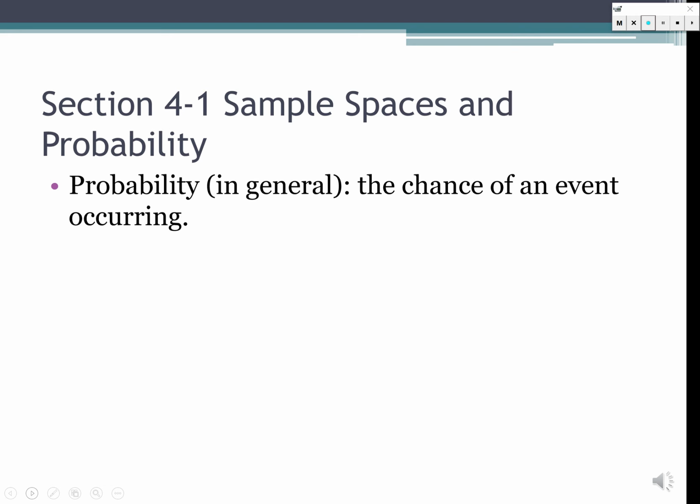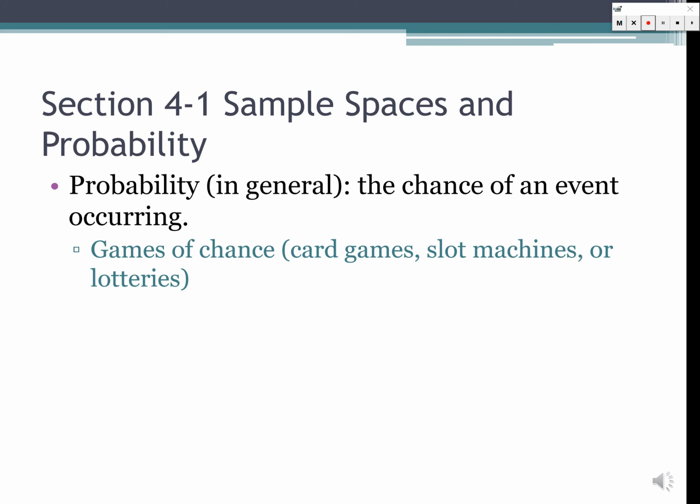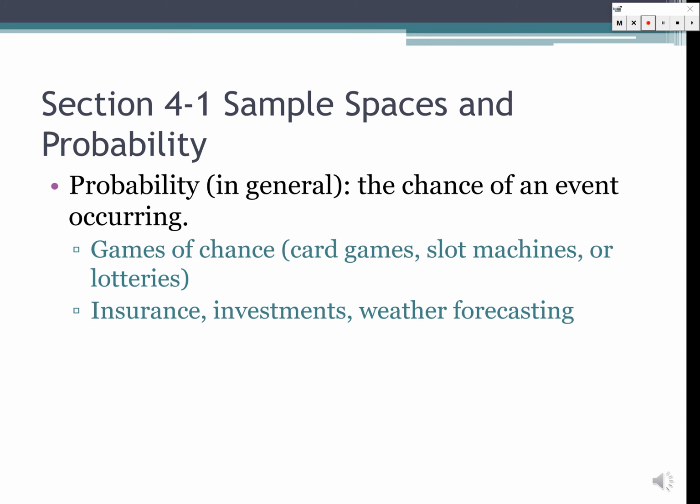So probability in general is the chance of an event happening or occurring, however you want to phrase that. So some areas where you might have seen probabilities used or heard of them being used: games of chance, such as card games, slot machines, lotteries, things like that. You might have heard the chance of winning the lottery or the probability of winning at a certain type of card game or certain hands of poker. Maybe you've heard of those things before. Some of those things we will get into.